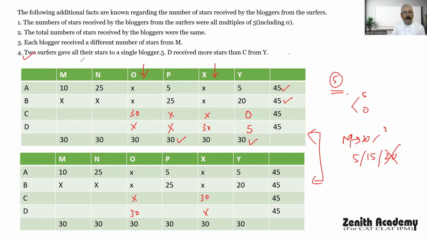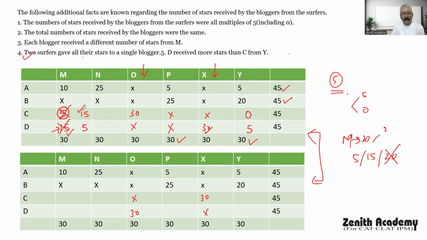So if M gives 5 stars to C, then 15 to D, or 15 to C and 5 to D. Let us take first the case with 5 to C, then D will get 15 stars from M. But look here, 15 and 30 is 45, plus 5 is 50, more than 45. So 15 is not possible here with D. This is not a possible case.